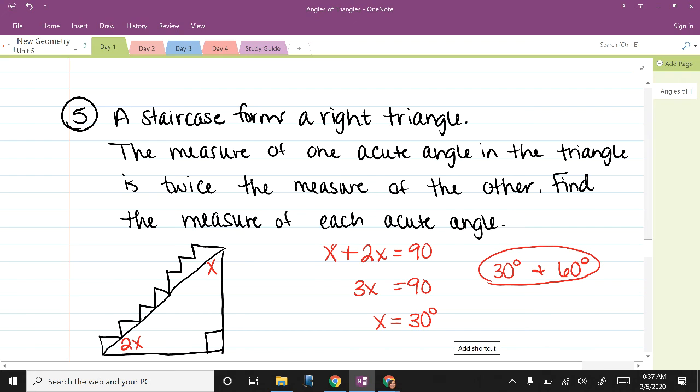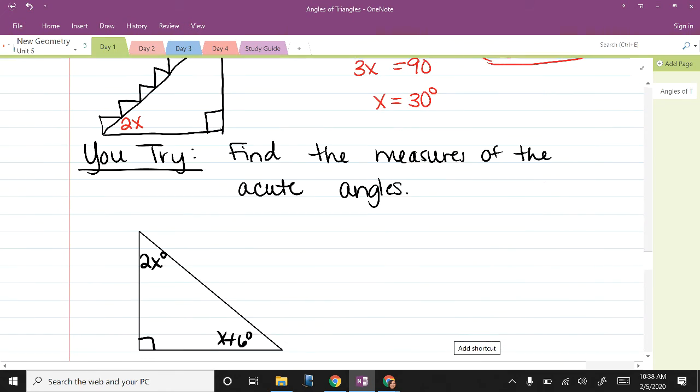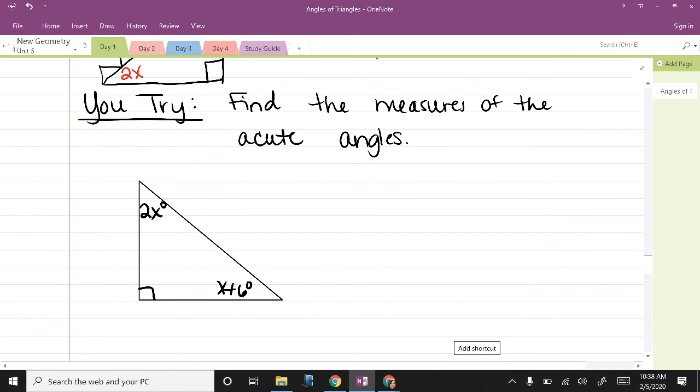Y'all see how I did that? Add them up, set them equal to 90 if they're in a right triangle. Okay? All right. Can I scroll? We good? All right. Y'all find those acute angles, please.